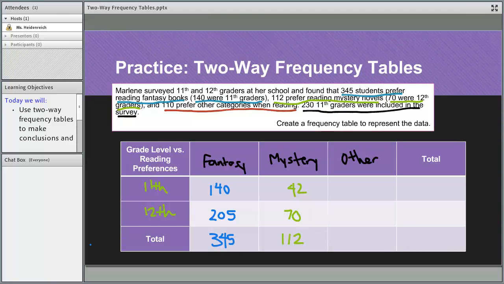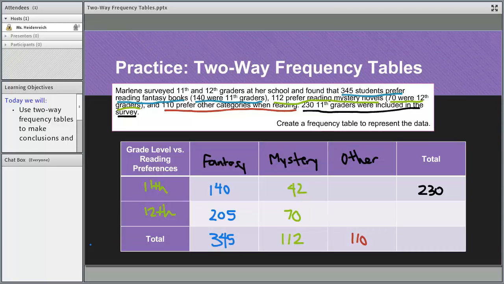And then we've got 110 preferring other categories. So that's not a lot of information, but they do give us a total for the other. And the last piece of information is different. So that doesn't go with other. It says 230 11th graders were included in the survey. So that's a total. They're giving us the total over there for the 11th graders.